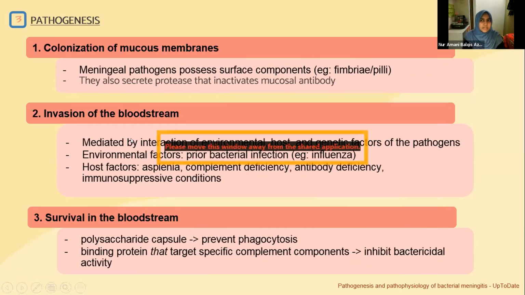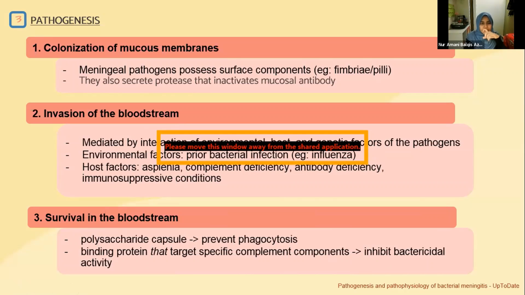And then after the pathogens colonize the mucous membrane, and they go into the bloodstream, they need to survive in the bloodstream. So how do they survive? They have polysaccharide capsule that prevents phagocytosis. Their polysaccharide capsule makes it hard for our immune system to phagocytose them, so they survive. And they also have binding protein that targets specific complement components. So complement components cannot destroy them. So that's how they survive in the bloodstream.